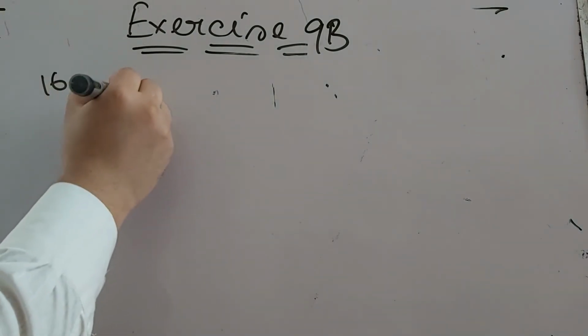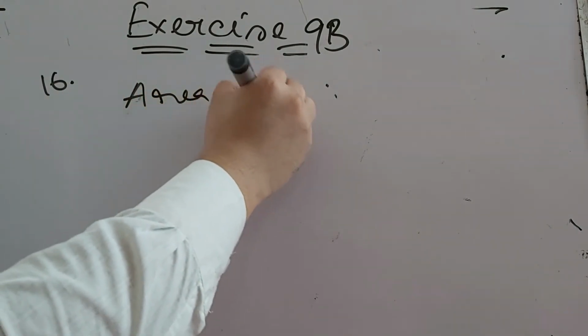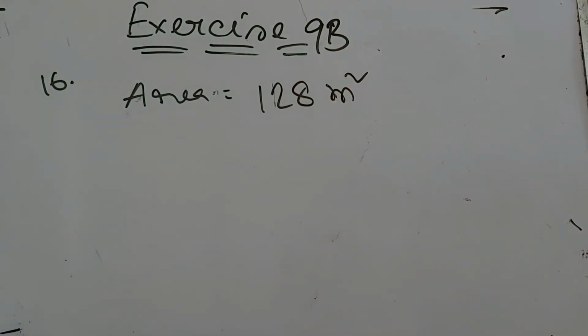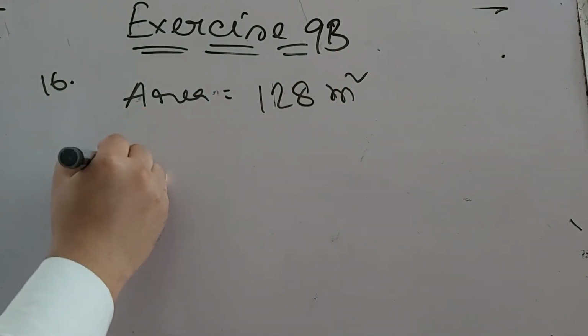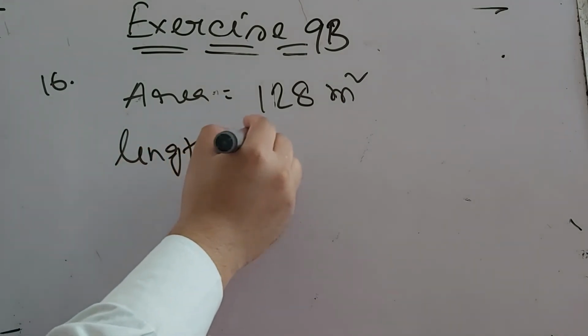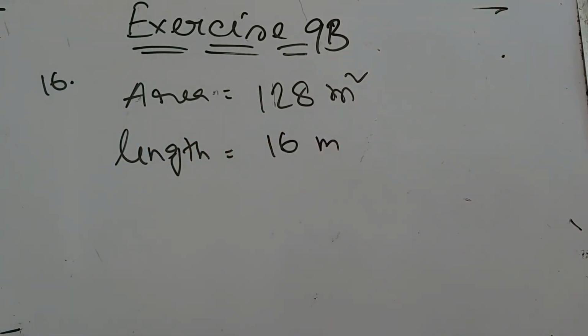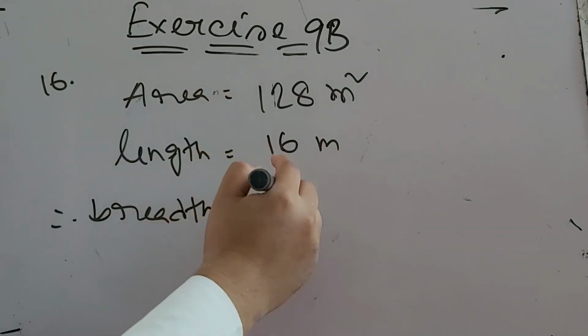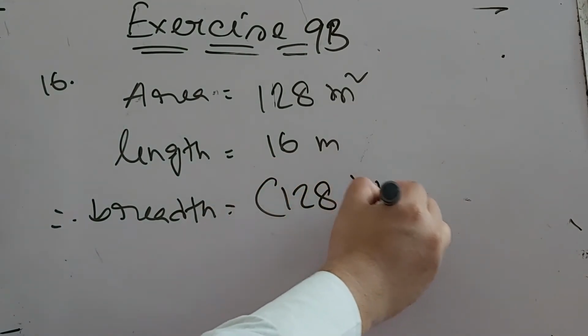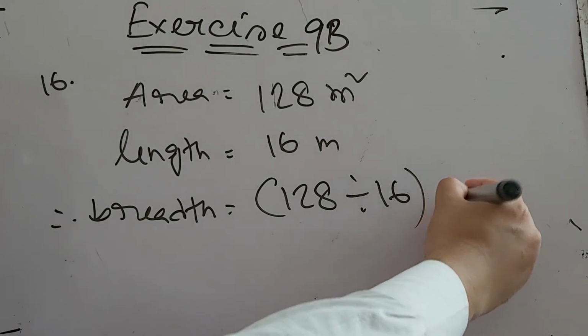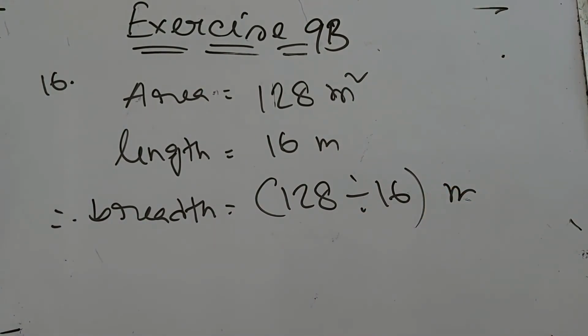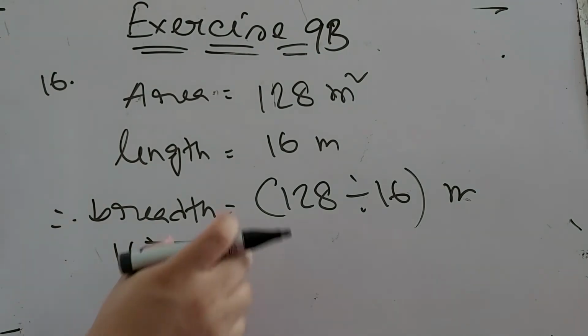So what is the statement here? Area equals 128 square meter, and its length equals 16 meter. So what is the breadth here? We already know breadth equals area divided by length. That means 128 divided by 16, and the unit will be meter. Now we have to divide this 128 by 16. 16 is the divisor and 128 is the dividend here.